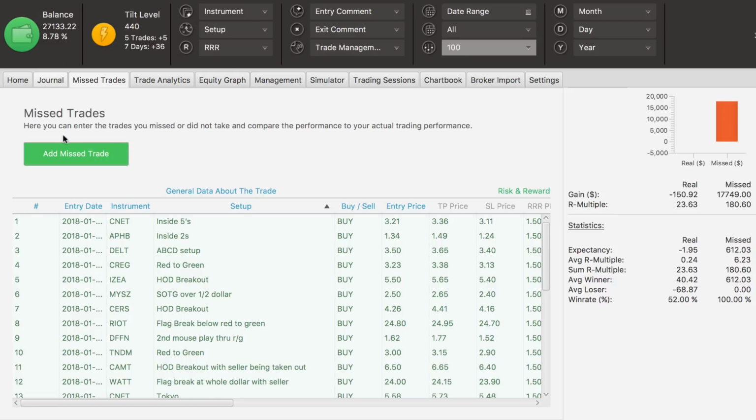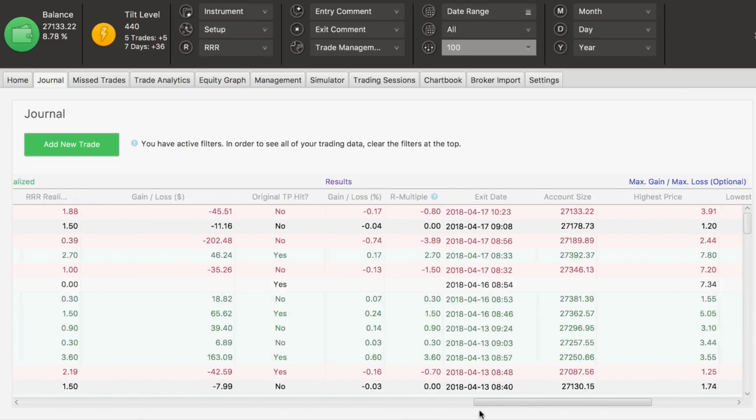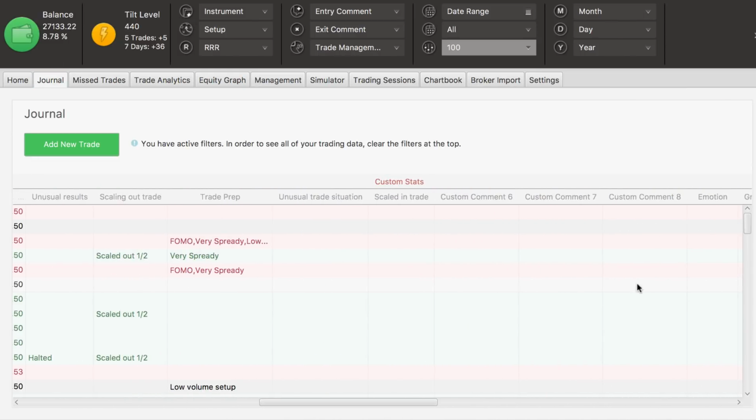Then also in the journal, since he has a few custom statistic comments left, I would recommend to set up one comment for a management or trade exit specific issue or idea that he wants to track. So that is another way of how he can quantify and dig deeper into his performance leak.